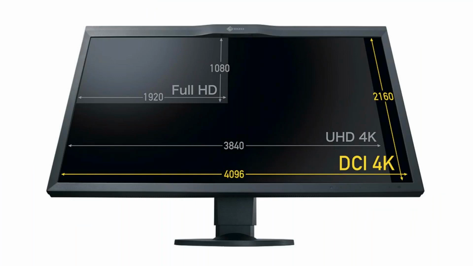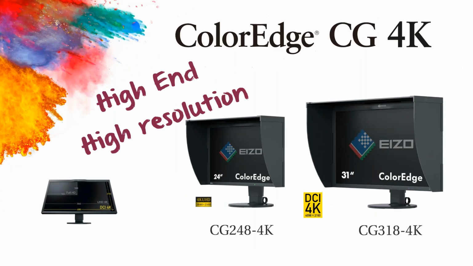We have 2 different 4K types. The most common type is the UHD 4K with 3840 pixels, and the most professional type, usually used for high-end films or cinema applications, is a little bit wider with 4096 pixels.